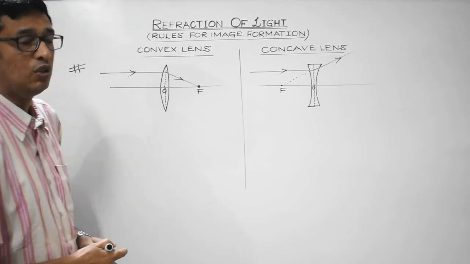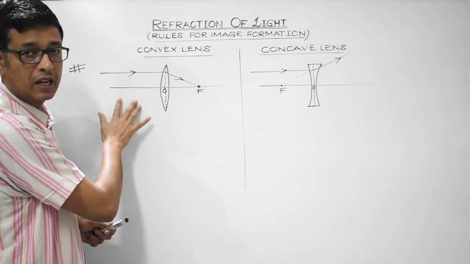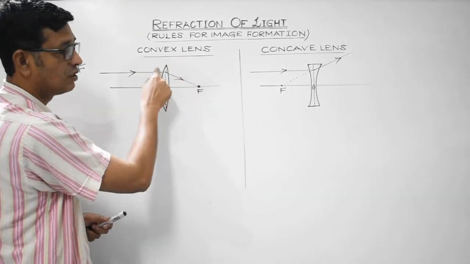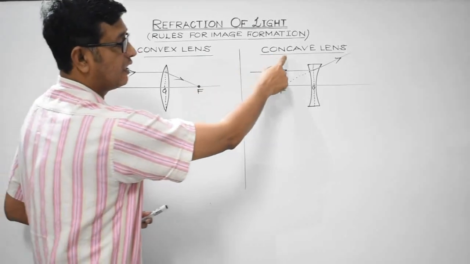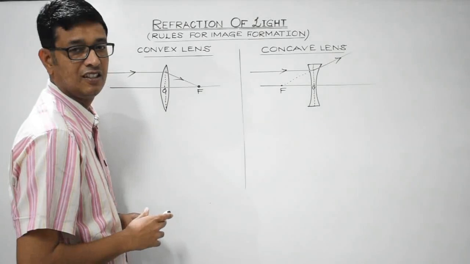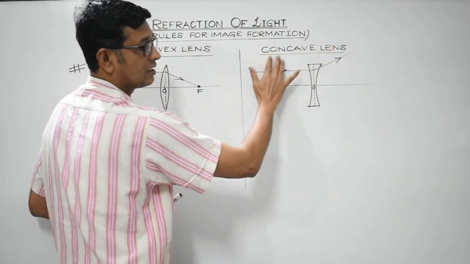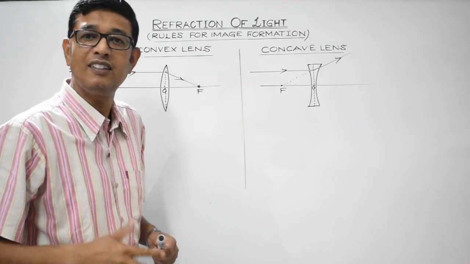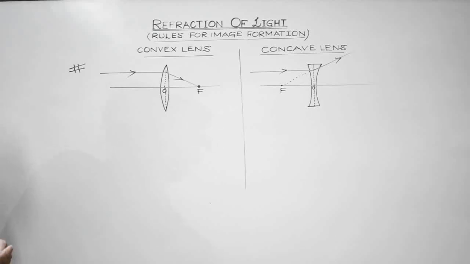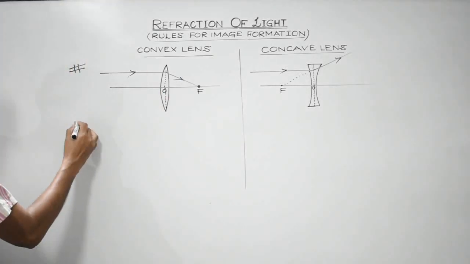So students, what's the rule? Incident ray parallel to the principal axis, after refraction in the case of convex lens, will pass through the focus, and in the case of concave lens it will appear to be coming from the focus. It appears to be coming from the focus, it diverges. So that is the reason why concave lens is also known as a diverging lens, right? So that's rule number one. I hope it's pretty clear, right? That's rule number one. Now let's consider the second rule.